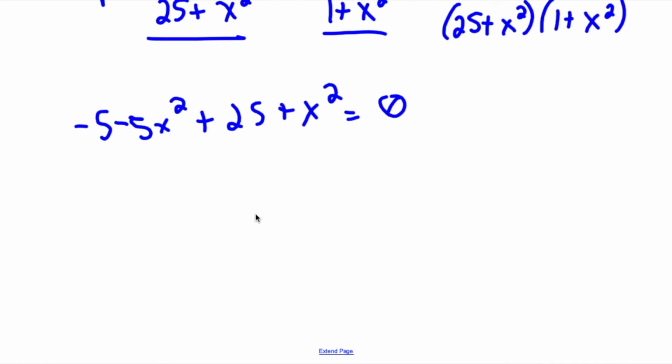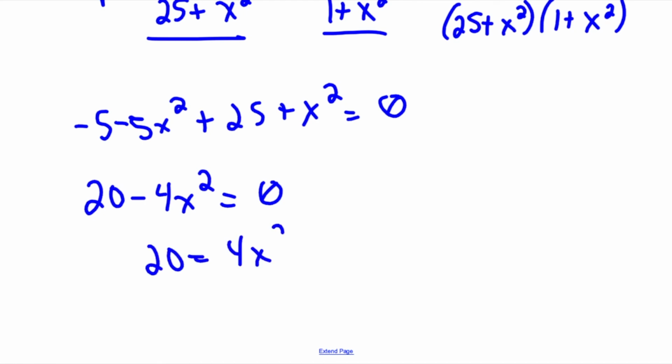So negative 5 plus 25 is 20. Negative 5x squared plus x squared is negative 4x squared. Where is that equal to 0? Well, 20 equals 4x squared. So x squared is equal to 5. Therefore, x is equal to, now we don't need the plus or minus because we're talking about a distance. So we're just going to have the positive square root of 5.